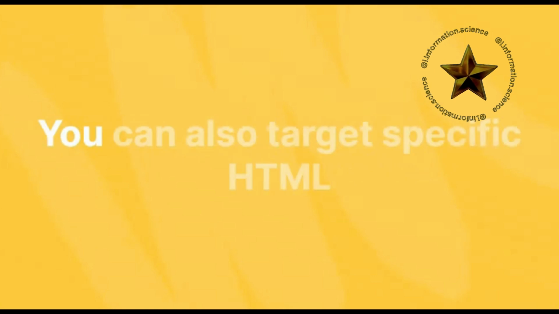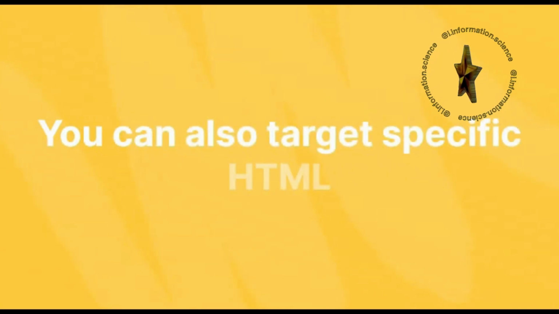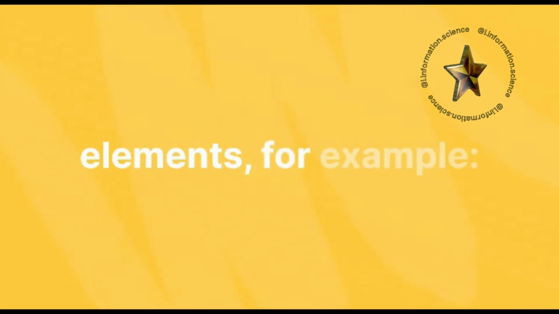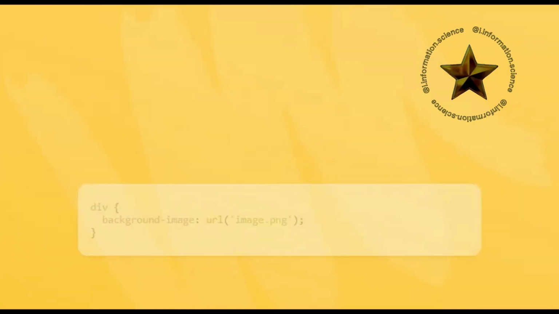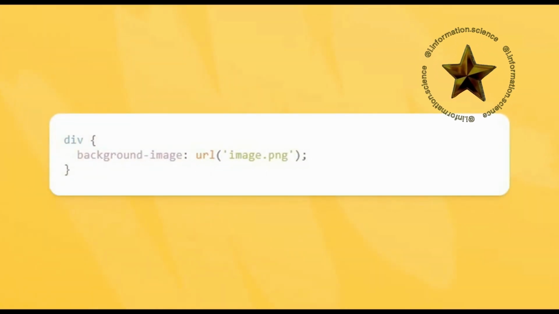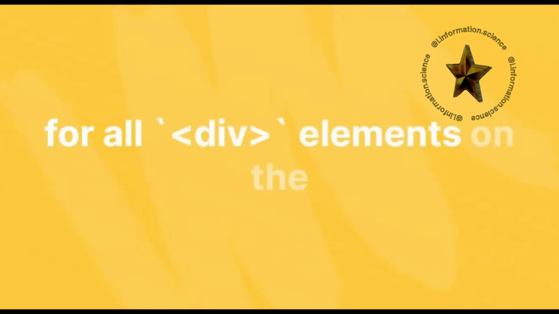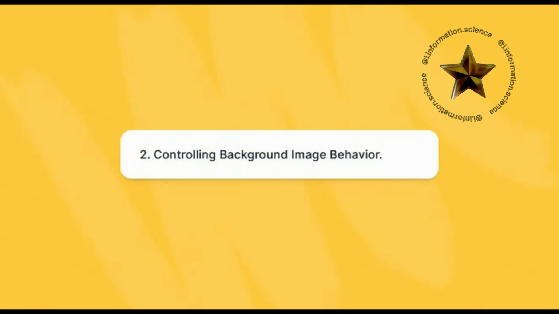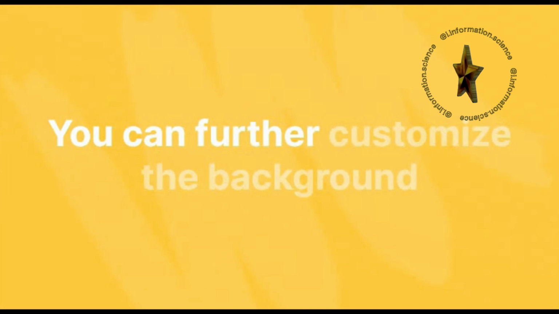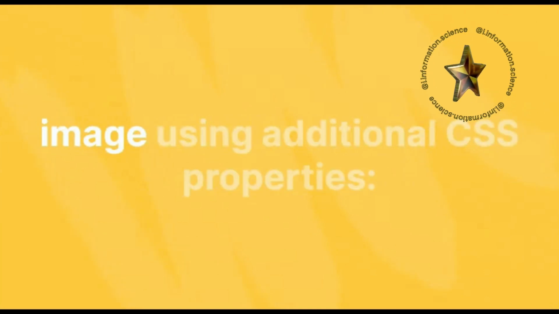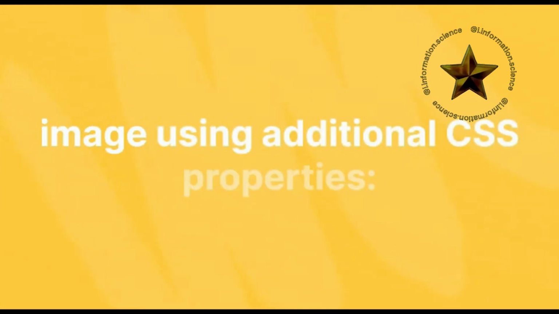You can also target specific HTML elements, for example, div, background-image: url(image.png). This will set the background image for all div elements on the page. 2. Controlling background image behavior. You can further customize the background image using additional CSS properties.